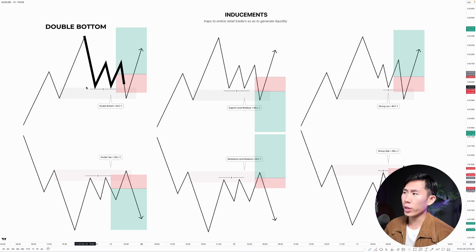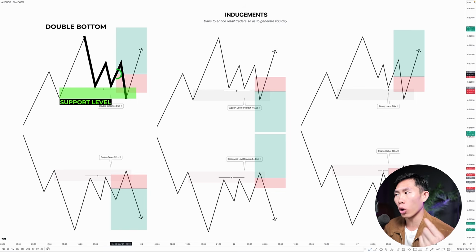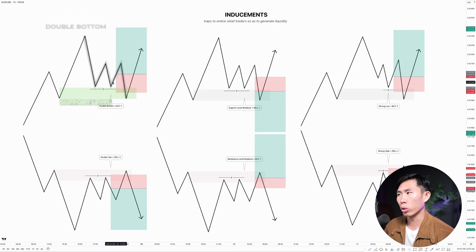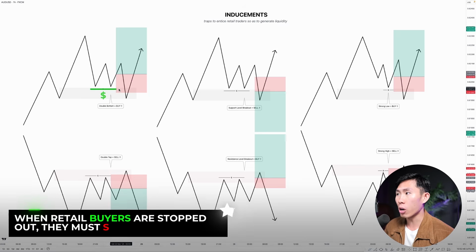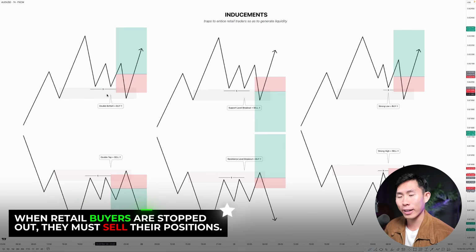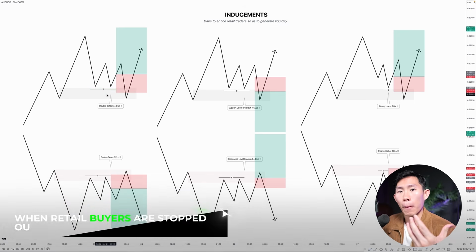For example, when a retail trader sees a double bottom chart pattern just like this form at a support level, they are going to enter for a buy, thinking that price will go up. And as a result, they will most likely be placing their stop loss below the support level or below the double bottom just like this. And when this happens, this actually generates liquidity. Because if the retail traders who entered for a buy right here get stopped out, guess what? They have to sell the position.